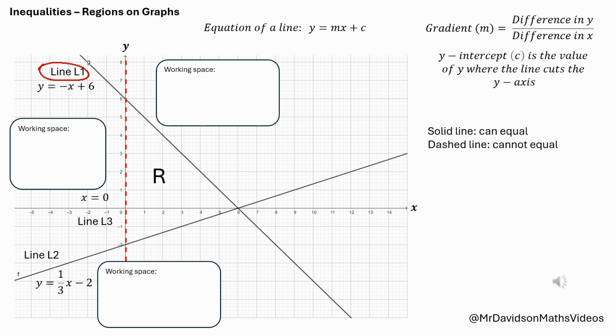We've also got this third line, so line L3. This is the line x equals 0, and the region we want is to the right of this. Now this is a dashed line, which means this is a strict inequality and it cannot equal. So we want x is greater than 0. So those three inequalities are the three inequalities that bound the region R. And those will be the solutions that you would write in your answer.